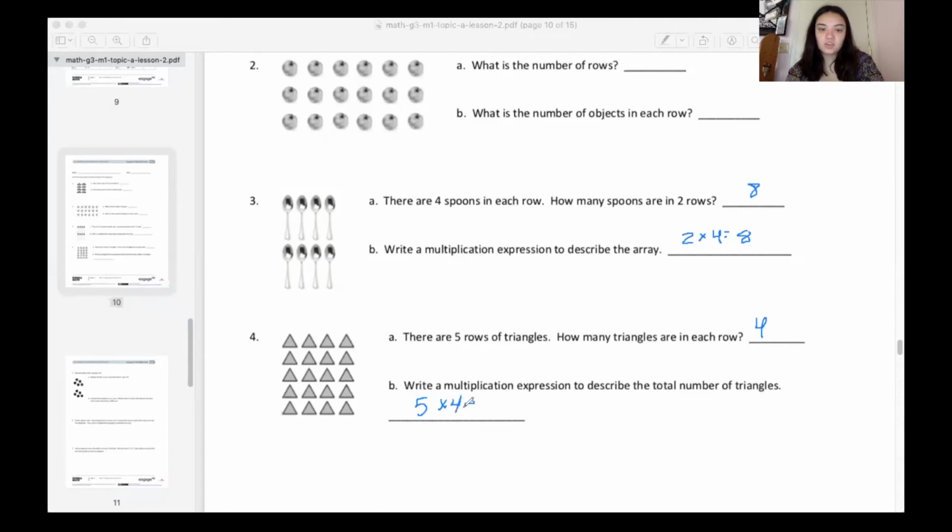And how many triangles do we have altogether? 20. Again, you can skip count, you can count individually, or you can add. I'm gonna skip count because I think it's quicker. So 4, 8, 12, 16, and 20. Again, I'll go over resources at the end of this video, but I'll have some linked in the learning guide for you to check out.